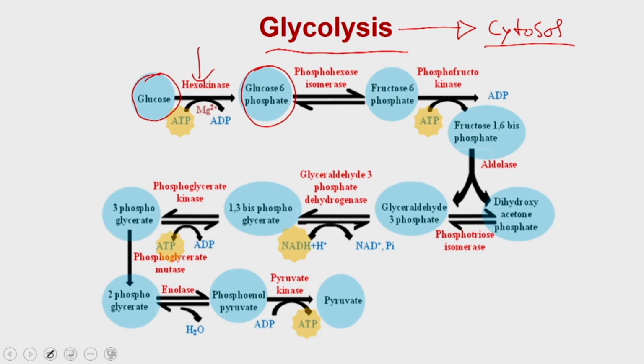So, irrespective of whether you have glucose, fructose, mannose or maltose, all these sugar molecules are being accepted by the hexokinase to generate their corresponding 6 phosphate. For example, in the case of fructose, it will generate fructose 6 phosphate, and in the case of glucose it will generate glucose 6 phosphate.